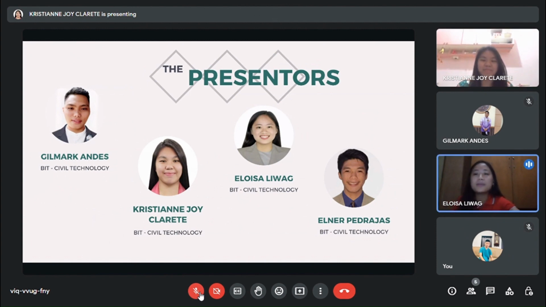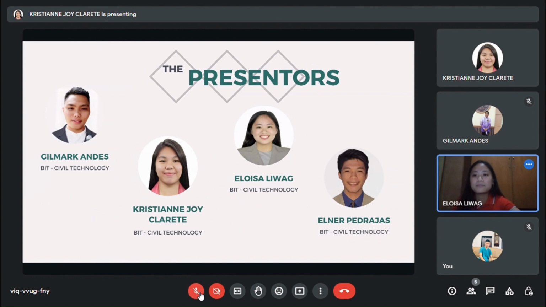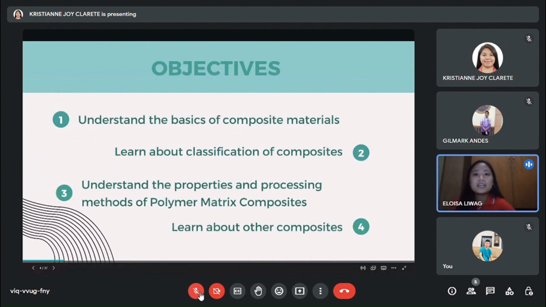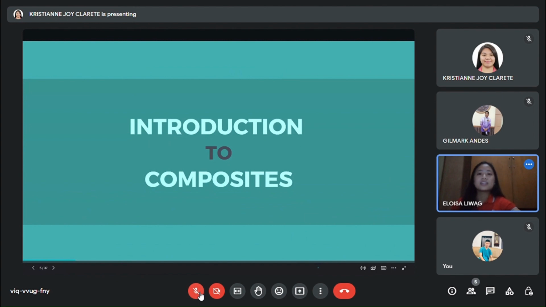Okay, let's move to the main objectives of this topic. The first one is to understand the basics of composite materials. Second is to learn about the classification of composites. Third is to understand the properties and processing methods of polymer matrix composites. And the last one is to learn about the other composites. So let's start the introduction to composites.